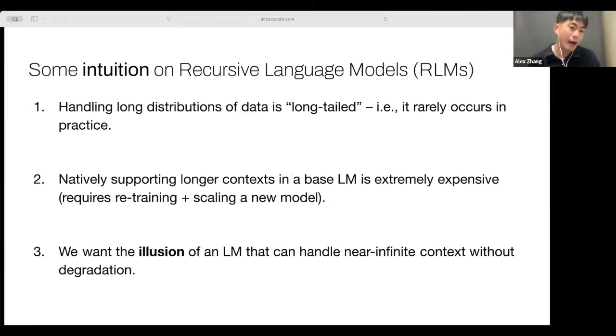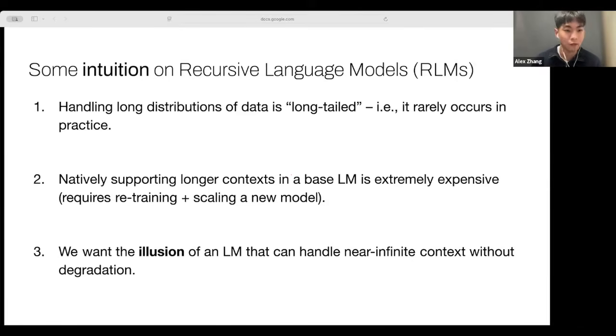And another kind of natural part of this problem is that language models are fully built on the distributions that they're trained on. In some sense, long sequences of data are kind of a long-tailed thing. This doesn't really appear very naturally in a lot of the data that we're given. And so explicitly training models to handle longer and longer sequences of data is very, very hard. And it's also super expensive.